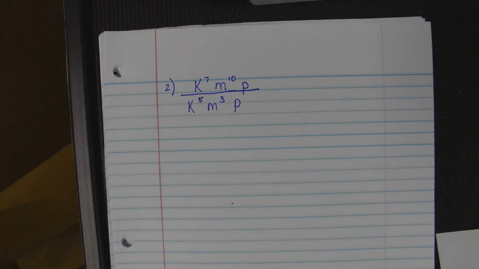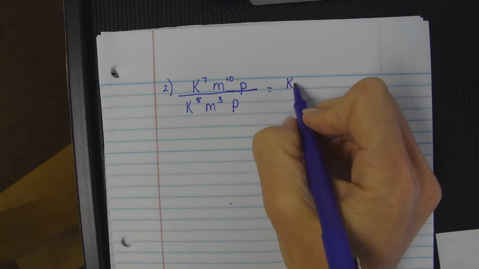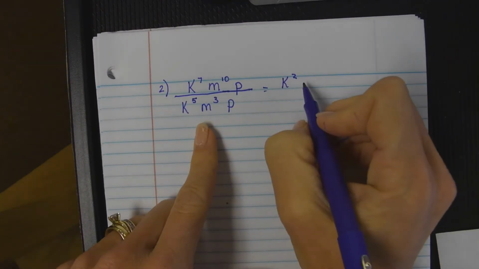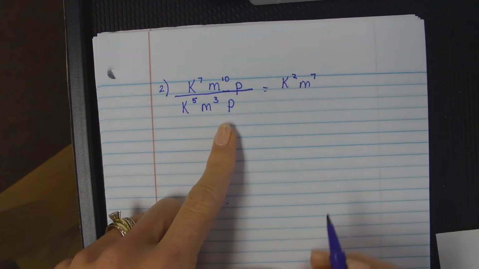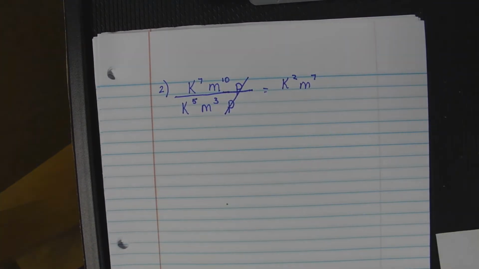Okay, how many K's do we have? 2. Does that go on the numerator or denominator? So K squared. Guys, focus. M, how many M's do we have? What happens to the P's? Goodbye. 1 minus 1 is simply 0. Any number to the 0 power, do you know this? 0. 1. 1.